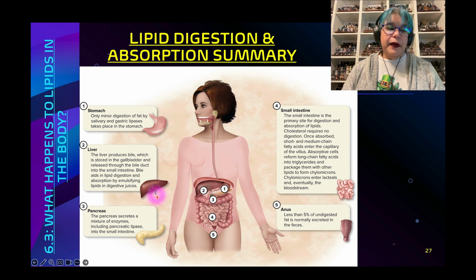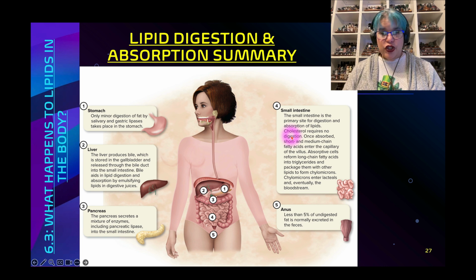Okay, bile aids in lipid digestion. Basically, again, I'm emulsifying it. I'm breaking it up into smaller pieces, by emulsifying the lipids in the digestive juices. The pancreas secretes a mixture of enzymes, including pancreatic lipase, into the small intestine. Now, the small intestine is the primary site for digestion and absorption of lipids.